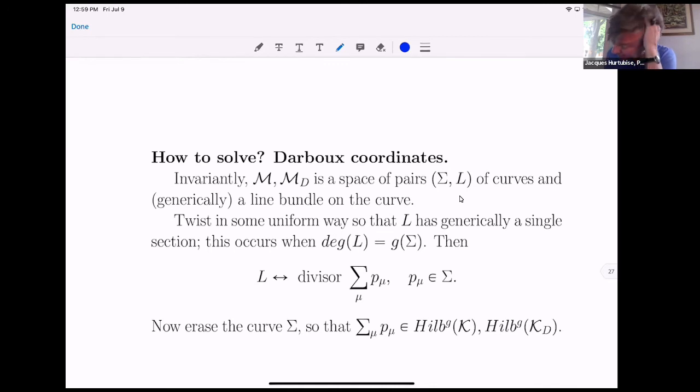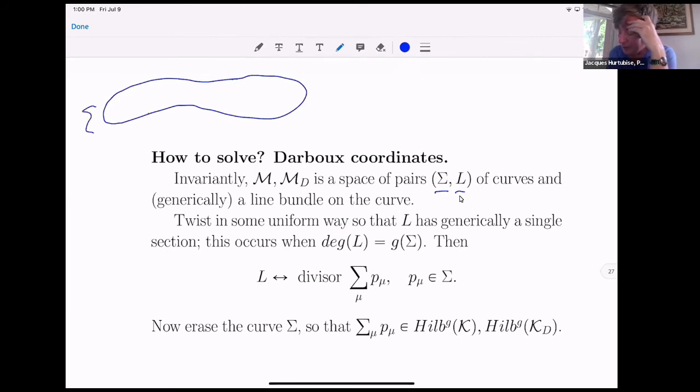And the question is, how do you do this? And there's a very nice geometric way that ties in with the totally classical 19th century way of doing these things, which is as follows. I've got a space of pairs, spectral curve and line bundle. I'm going to be thinking of this line bundle as given by a divisor. So here's my spectral curve.